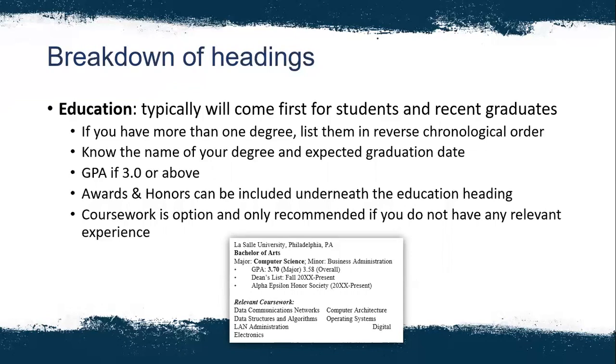Awards and honors can be included, things like Dean's List, honor societies, or you can create a new heading with awards and honors. Coursework is optional and only recommended if you do not have any relevant internship or work experience. Remember, if you include coursework, include the course names, not the numbers.